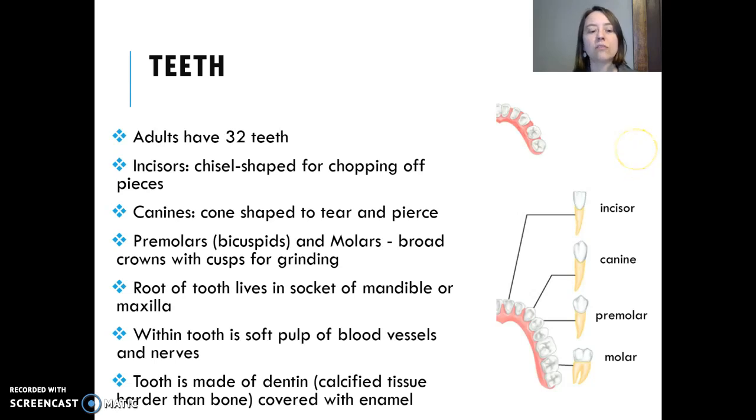So around that soft pulp, the tooth is made of a structure called dentin, which is like bone, but not quite. It has less collagen fibers, less connective tissue, and it has more calcium. So it's a calcified tissue, and it's harder than bone. And then that dentin is itself covered with enamel, which is even harder still. It is the hardest thing in the human body.